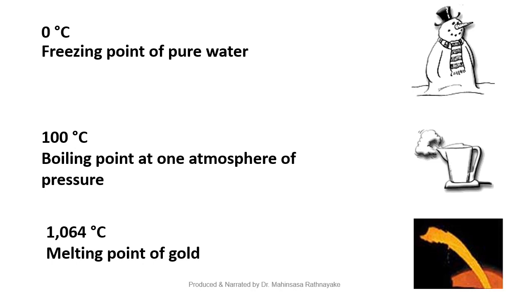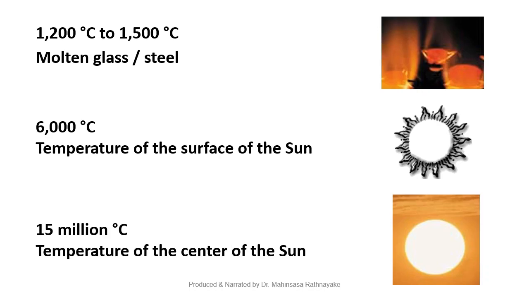Then the melting point of gold, that is around 1064 degrees Celsius. Then we can go further in the scale of 1000 degrees Celsius. 1200 to 1500 degrees Celsius would be the molten glass and steel temperature. And then the temperature of the surface of the sun is around 6000, while the temperature of the center of the sun is around 15 million degrees Celsius.